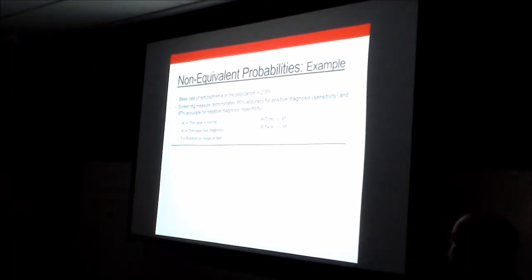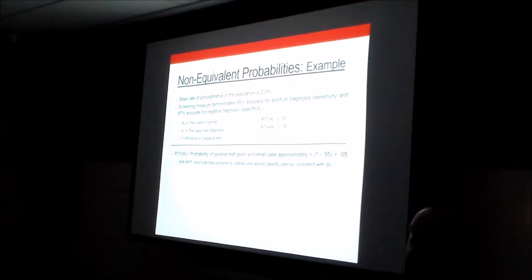And so if we go through and take a look, H0 is our case is normal. So this is someone who doesn't have schizophrenia. Our alternative here, case has a diagnosis. T is our positive or negative test. Our sensitivity and specificity rates can be given here in probability form. Probability of a negative test, given no diagnosis, is 0.97. Probability of a positive test, given a case, is 95%. So we're pretty excited about this, right? And we should be, because this is, in general, pretty good outcomes in terms of a test, right?